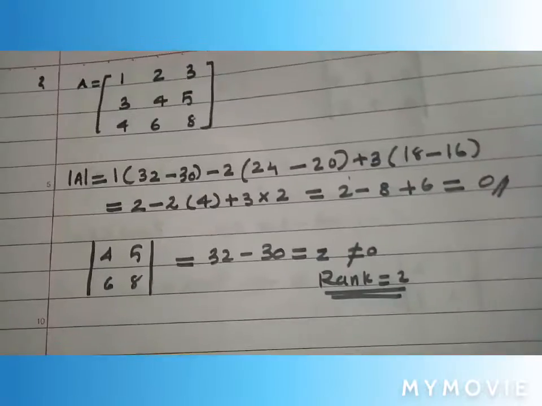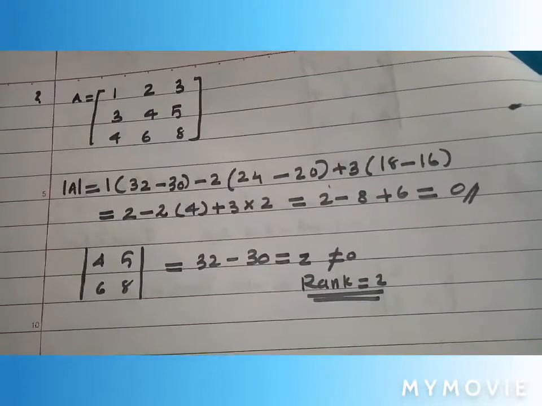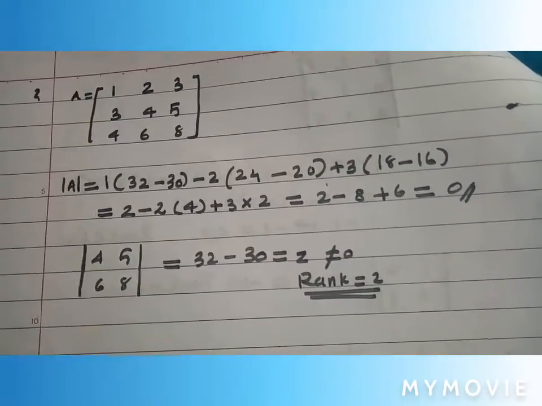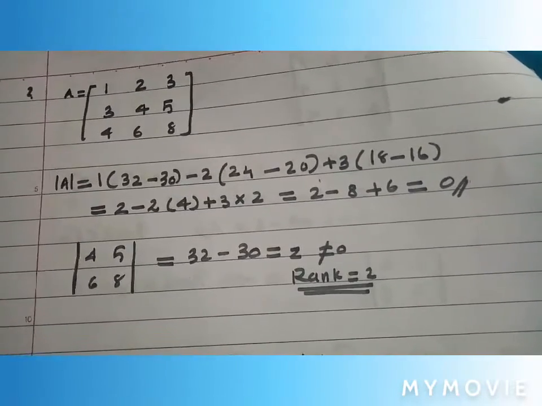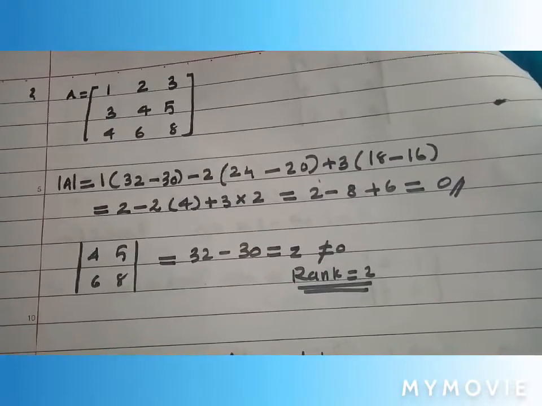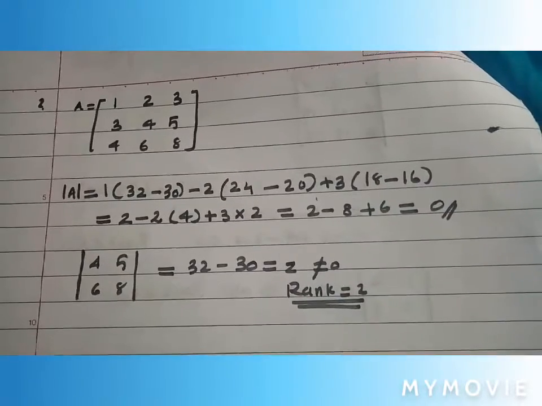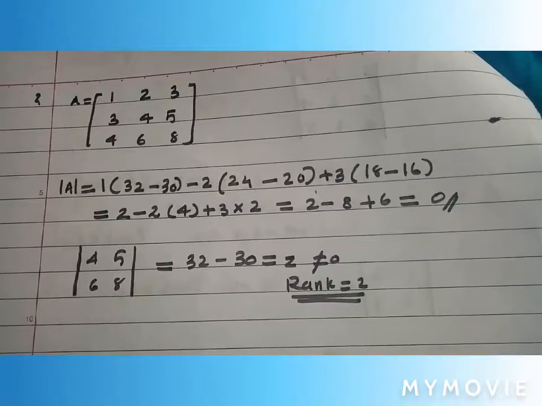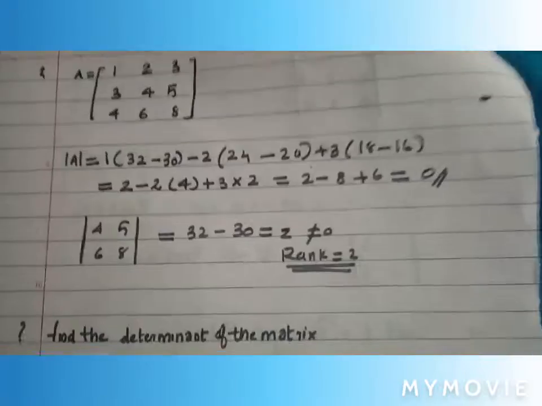Okay. Here we are considering another square matrix: 1 2 3, 3 4 5, 4 6 8. So we just find the determinant: 1 into (4 into 8 minus 6 into 5), minus 2 into (3 into 8 minus 5 into 4), plus 3 into (3 into 6 minus 4 into 4). From that we get the determinant is equal to 0. The rank is never equal to 3. So we just select a minor 4 5, 6 8 and find the value, that is 2, never equal to 0, so rank is equal to 2.